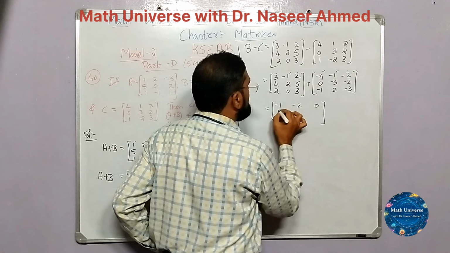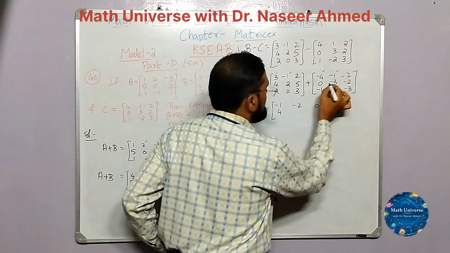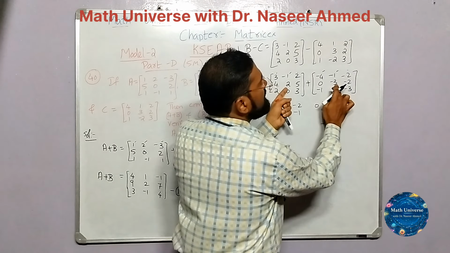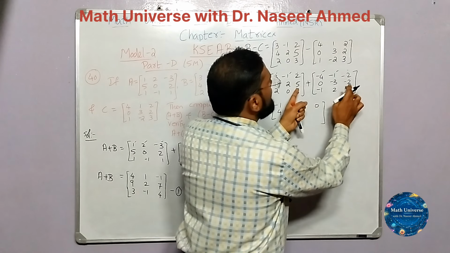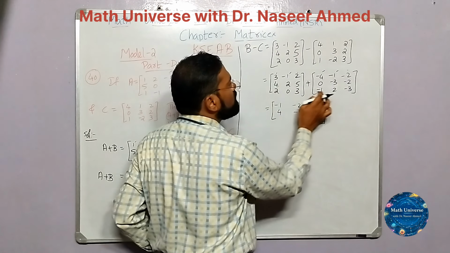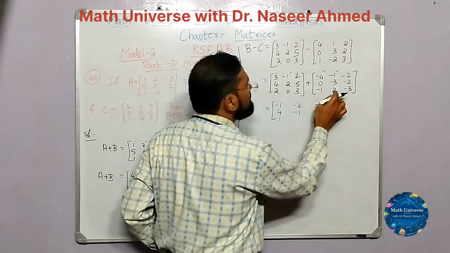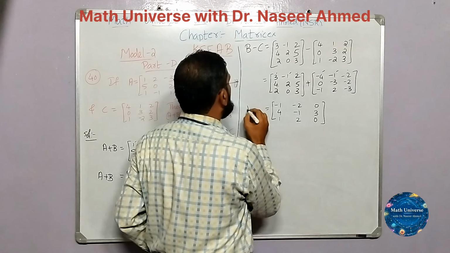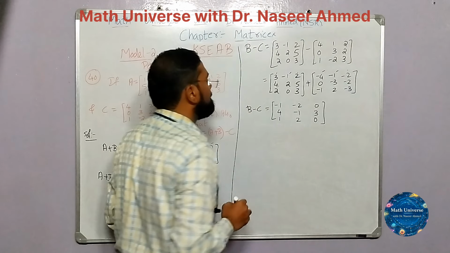4 plus 0 will be 4. 2 minus 3 will be minus 1, because in this the 2 signs are different, so subtraction. 3 is the largest number, so the sign is minus. 5 minus 2 will be 3. 5 is larger, so plus sign. 2 minus 1 will be 1. 0 plus 2 will be 2. 3 minus 3 will be 0. So this will be matrix B minus C.